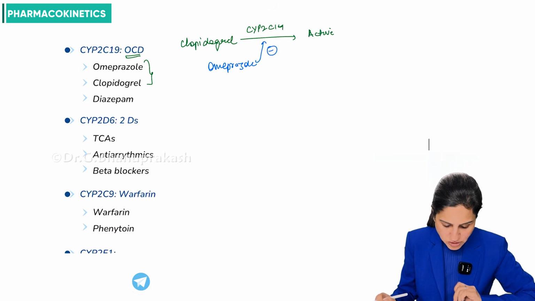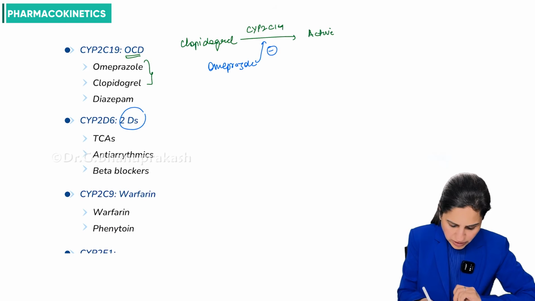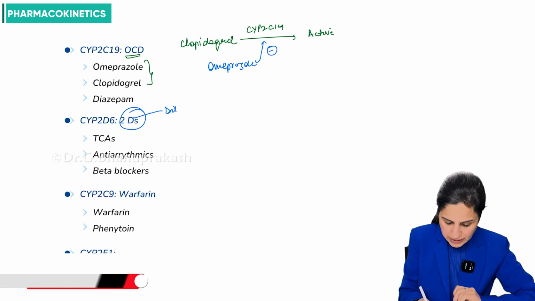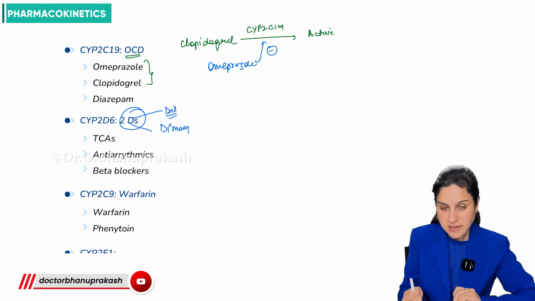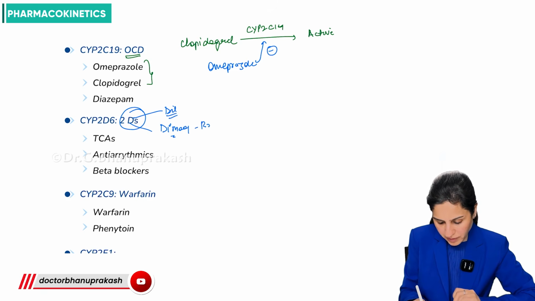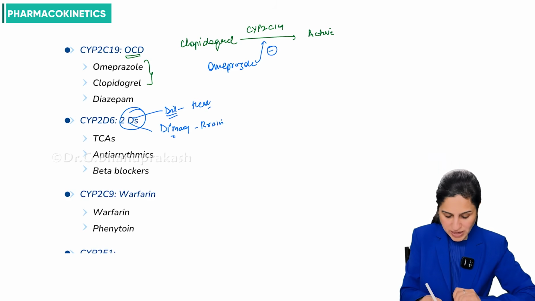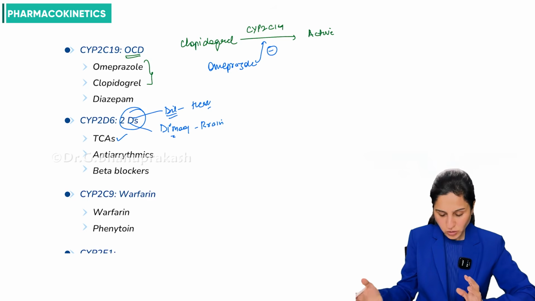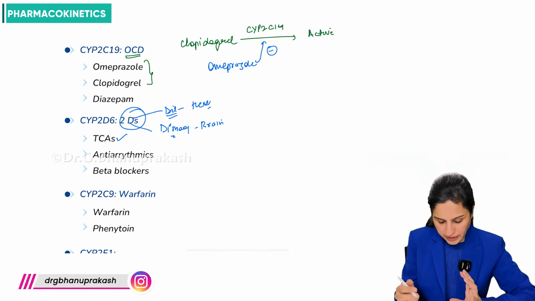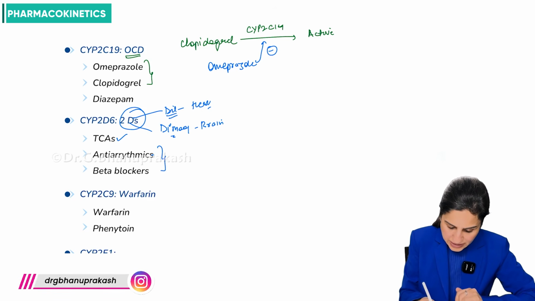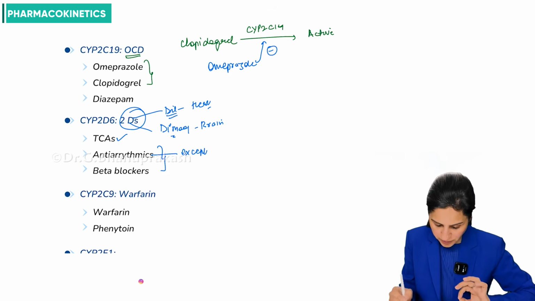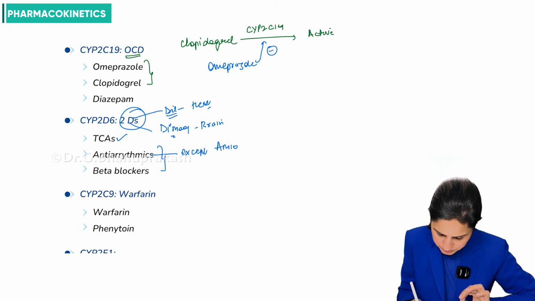Then we have CYP2D6, and here you can remember two Ds. One is DIL and the other is the mark. DIL means heart, the mark means brain, right? So the drugs which are used in the heart and the brain. So tricyclic antidepressants and the SSRIs, etc. are there, and the heart drugs like antiarrhythmics and beta blockers. But antiarrhythmics except amiodarone, because amiodarone we did in CYP3A4.